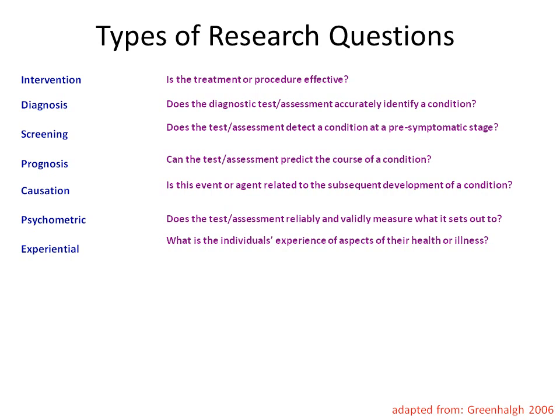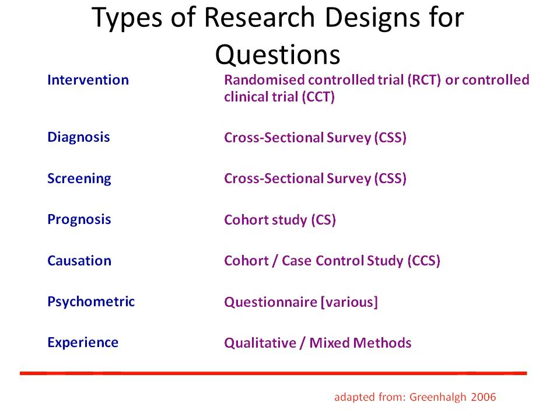So when we're looking at types of research questions, this slide looks at the reasons for why you might be looking at research. So anything from intervention, diagnostic, psychometric, or perhaps screening, or looking at the prognosis of a condition. And these are examples of questions that you might use for that. From those sorts of questions, these are the suggested best types of research designs.